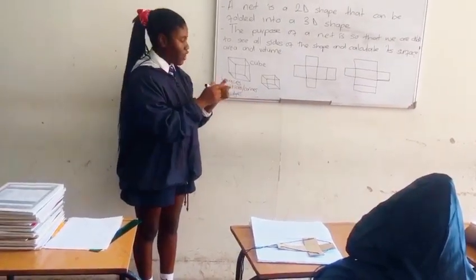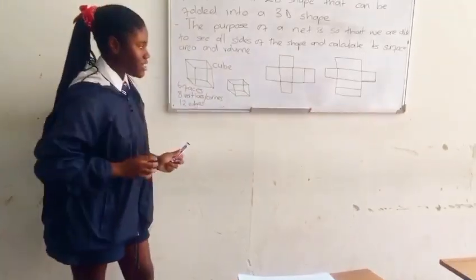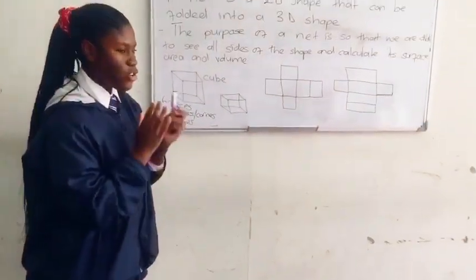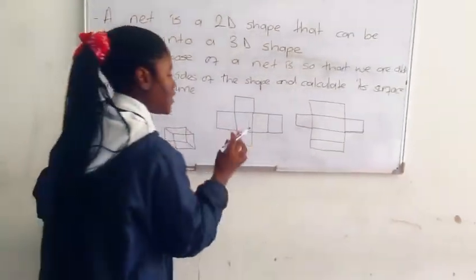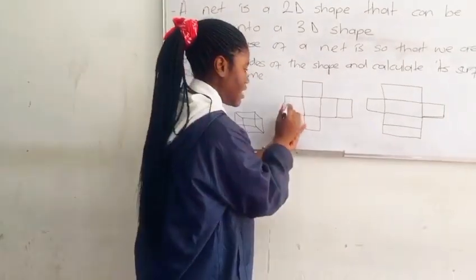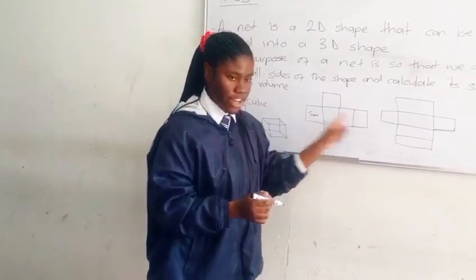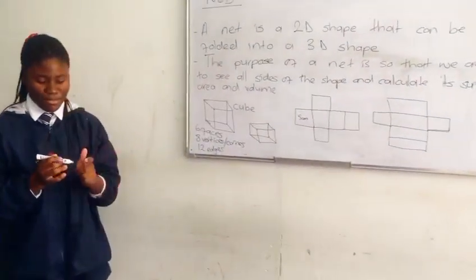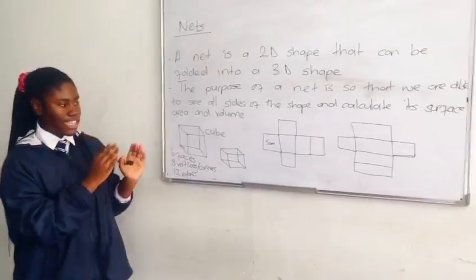Yes. When you are putting it back together, you have to make sure that there are no gaps or overlaps, which means that your measurements have to match. If it's 5 centimeters for a cube, if it's 5 centimeters here, it has to be 5 here, 5 here, 5 here, 5 here, 5 here. Do you understand? Now I want to calculate the surface area for a cube.